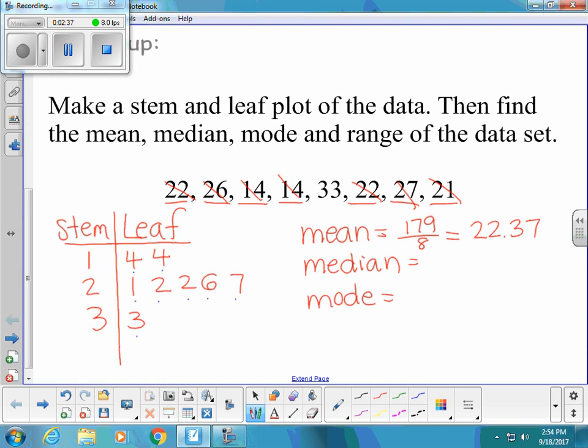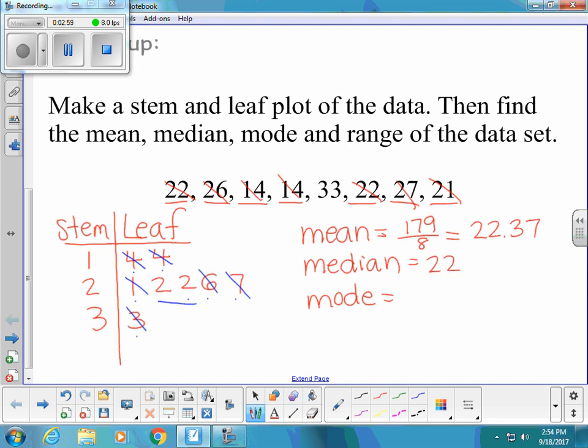For median, we want the middle number. Since there's 8, there's going to be 2 middle numbers. We can do crossing off, like we've done in the past. Beginning and end. Beginning, end, beginning, end. And our 2 middle numbers are 22. Since they're both the same, 22 is the answer.